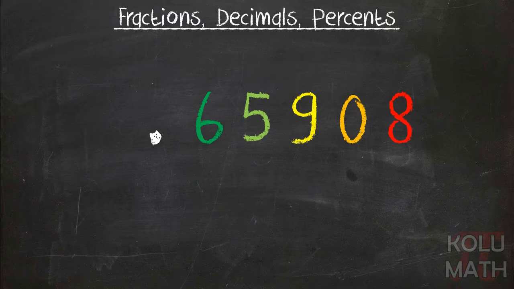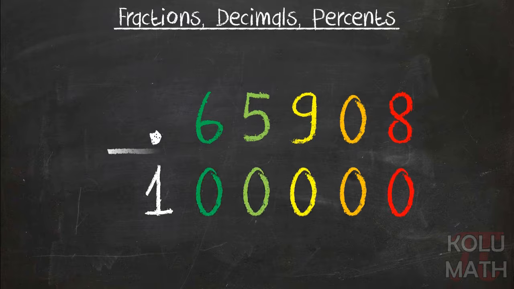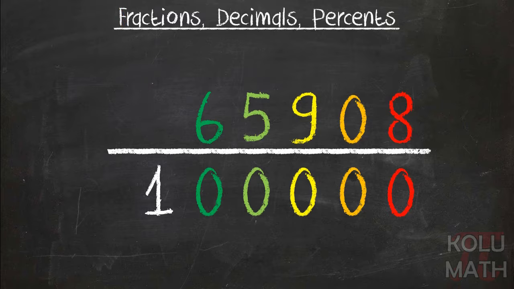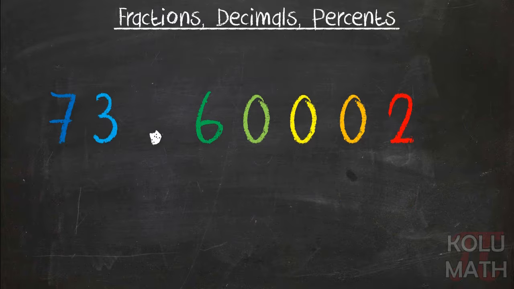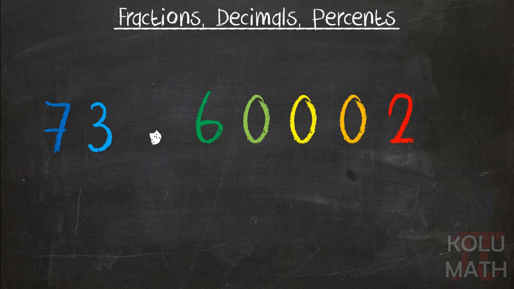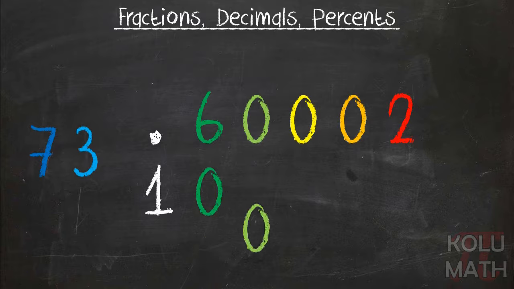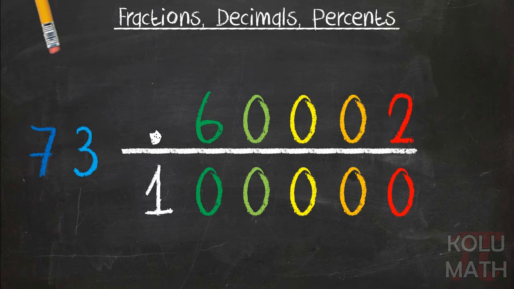0.65908, doesn't matter how long it is. Just go ahead and put a 1 under the decimal, put a 0 under every other number, draw a line separating the two and get rid of the decimal, and hey, you've got a fraction. Perfectly converted. And you can even do it with decimals that have numbers in front, whole numbers. All you have to do is separate out the whole numbers, then follow the procedure like before. Put a 1 under the decimal, put a 0 under all the other digits, draw a line in between the two, and erase the decimal. So I've got 73 and 60,002 hundred-thousandths over there.